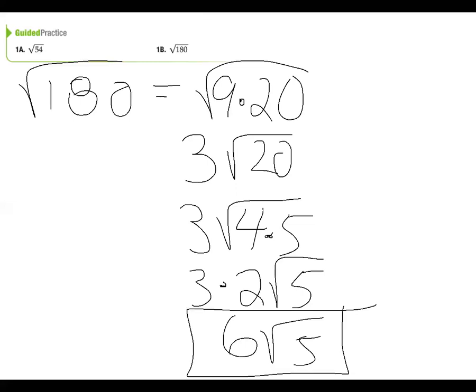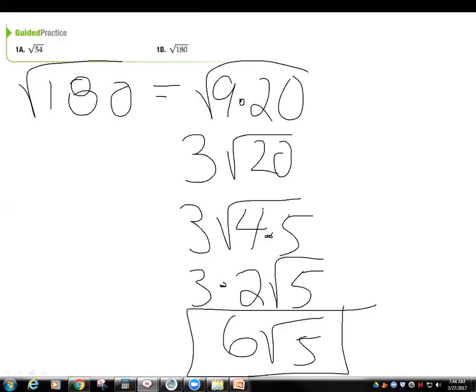No matter which way you do the problem, you should get 6 square roots of 5. Shouldn't matter. Okay, just showing you different approaches there. All right, multiplying square roots.